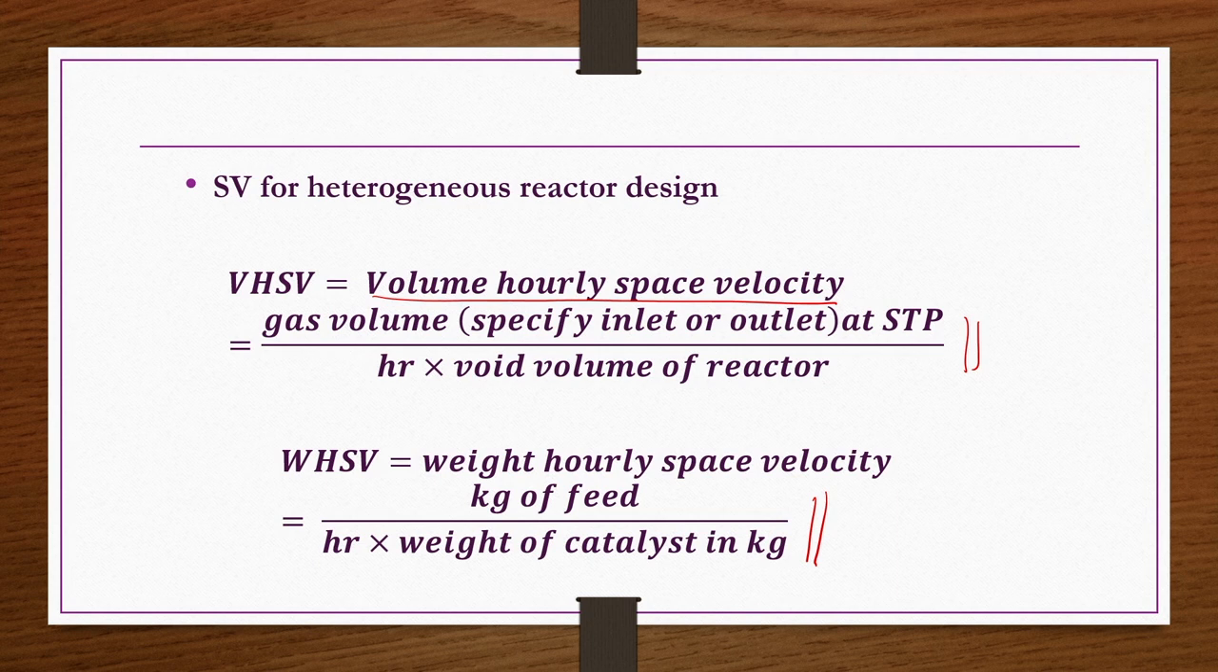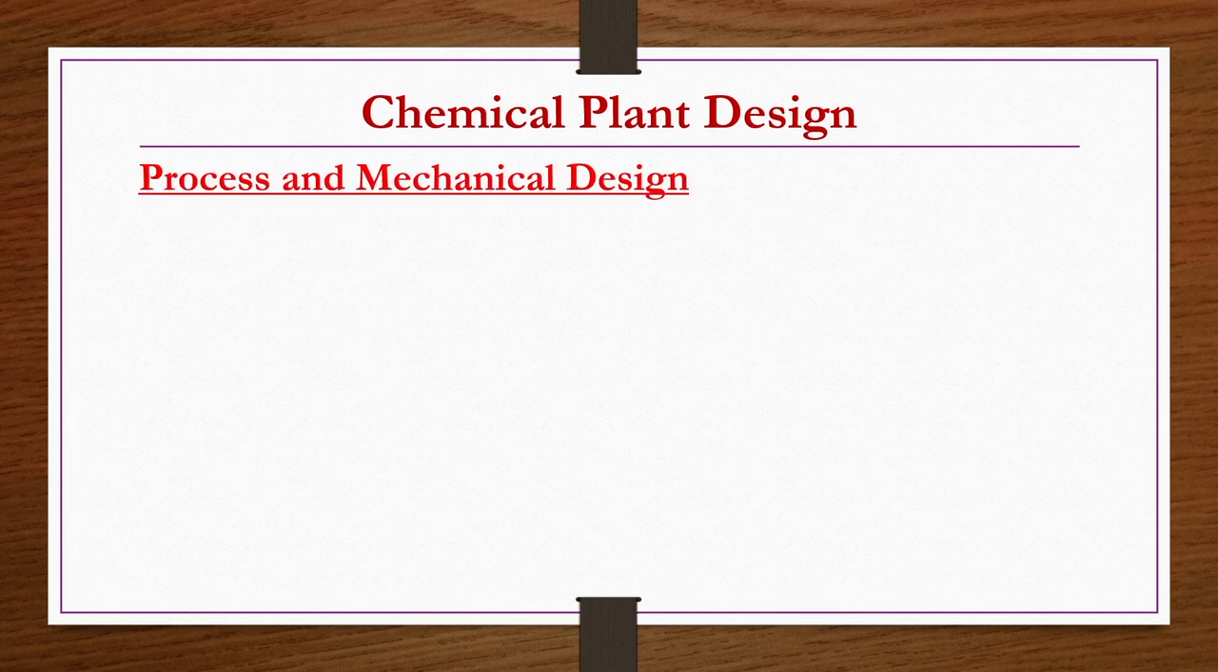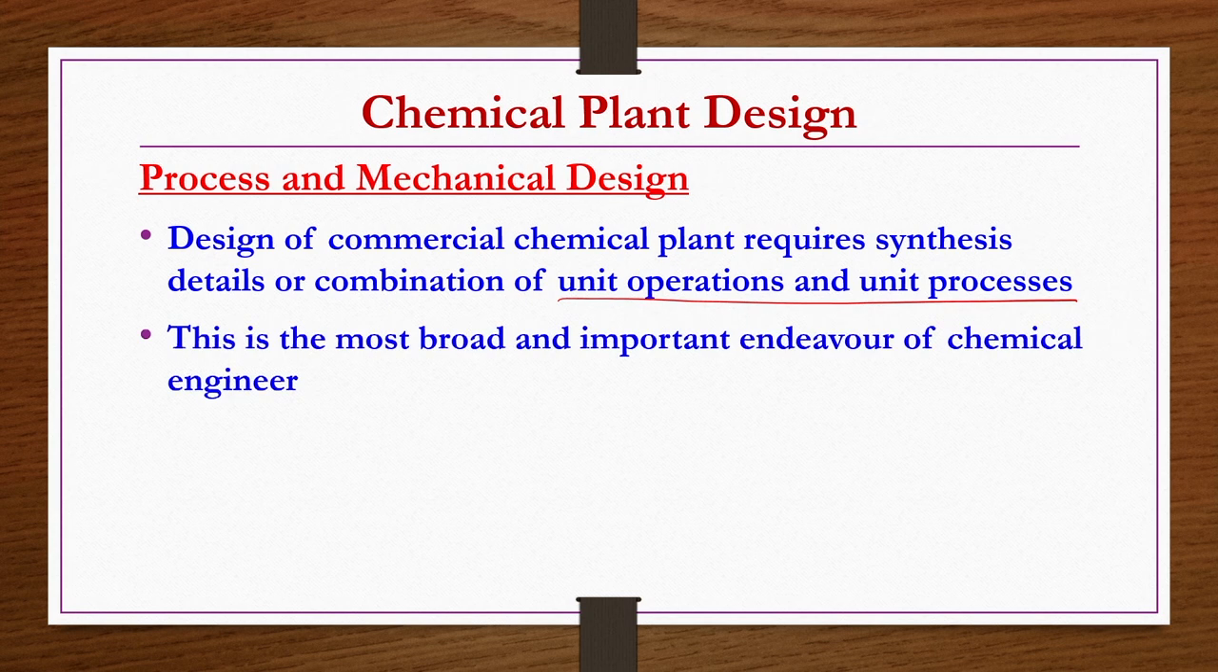So till now, this is all about some basics, the basic principles of science and engineering, which may be essential to know from the chemical plant viewpoint, right? Now quickly we see chemical plant design, right? Few details, process and mechanical design. Design of a commercial chemical plant requires synthesis details or combinations of unit operations and unit processes, that we understand. Any plant has a combination of different types of unit operations and unit processes. They are presented in a systematic way in order to get chemical production to take place. This is the most broad and important endeavor of a chemical engineer.